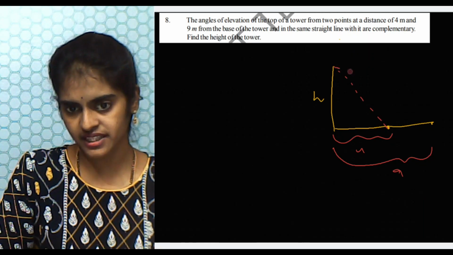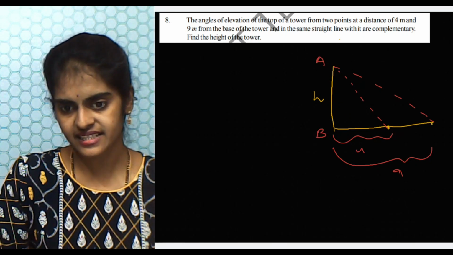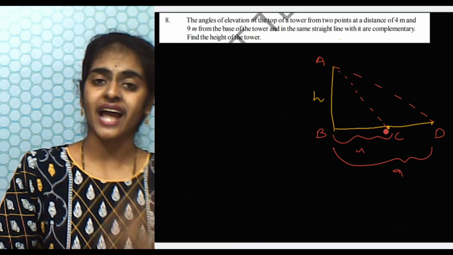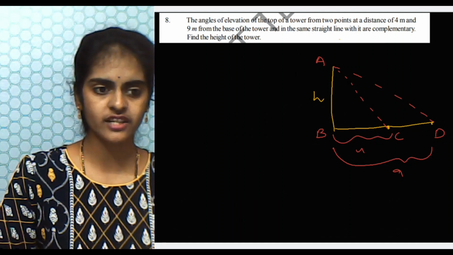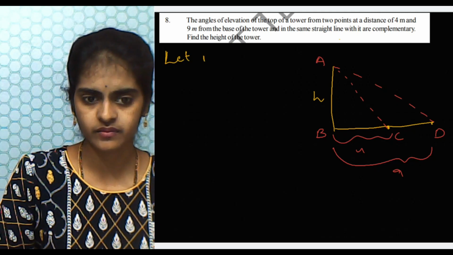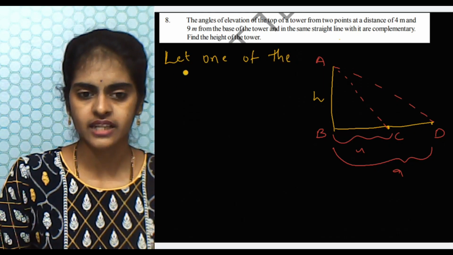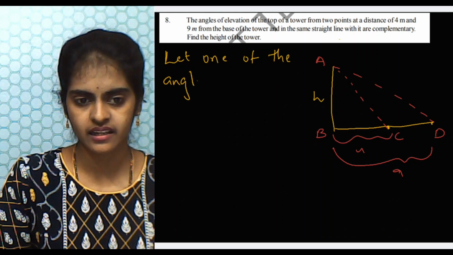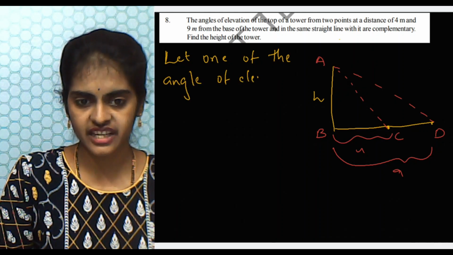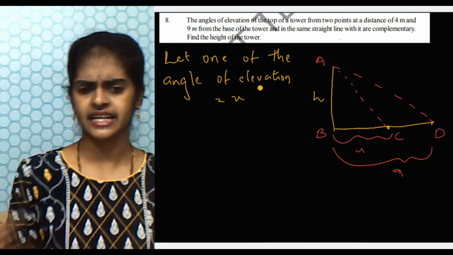So let us join these points. Suppose AB is a tower and this is point C, point D. So angles of elevation are complementary. Let me write it here. So let one of the angle of elevation, I am taking it as X or theta. You can take it in any way.